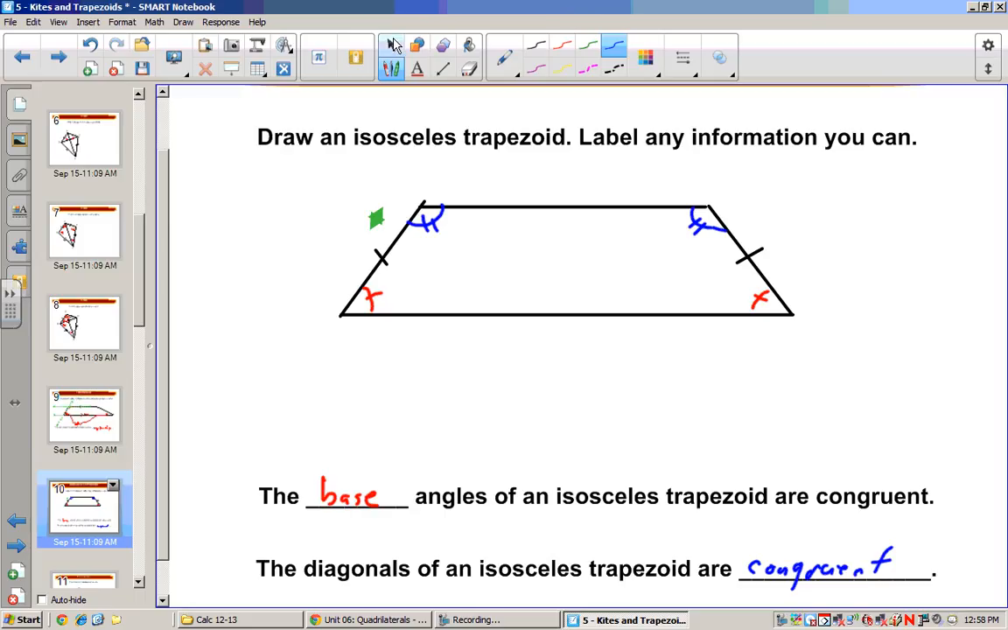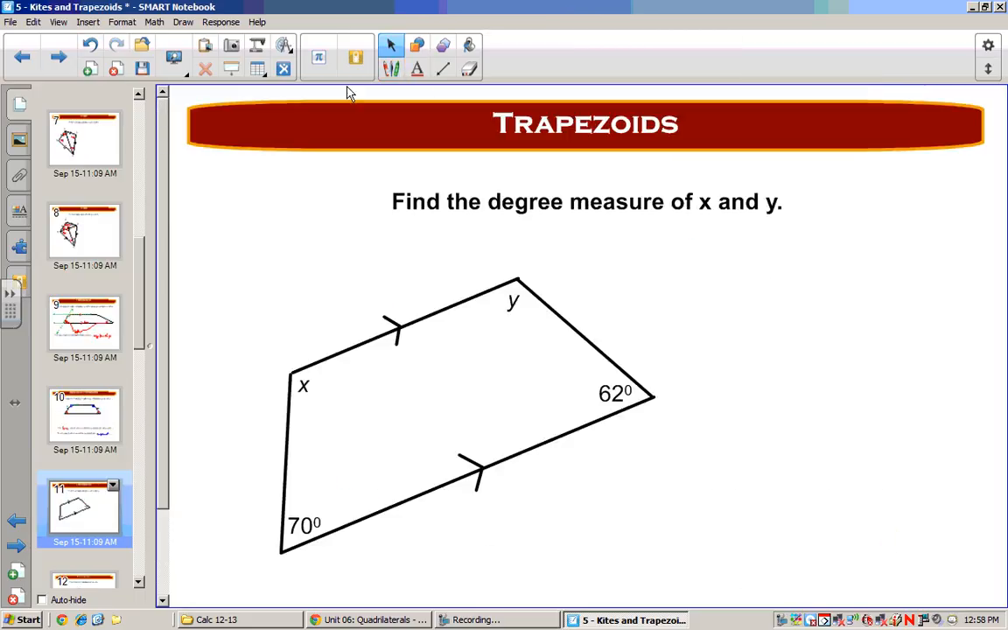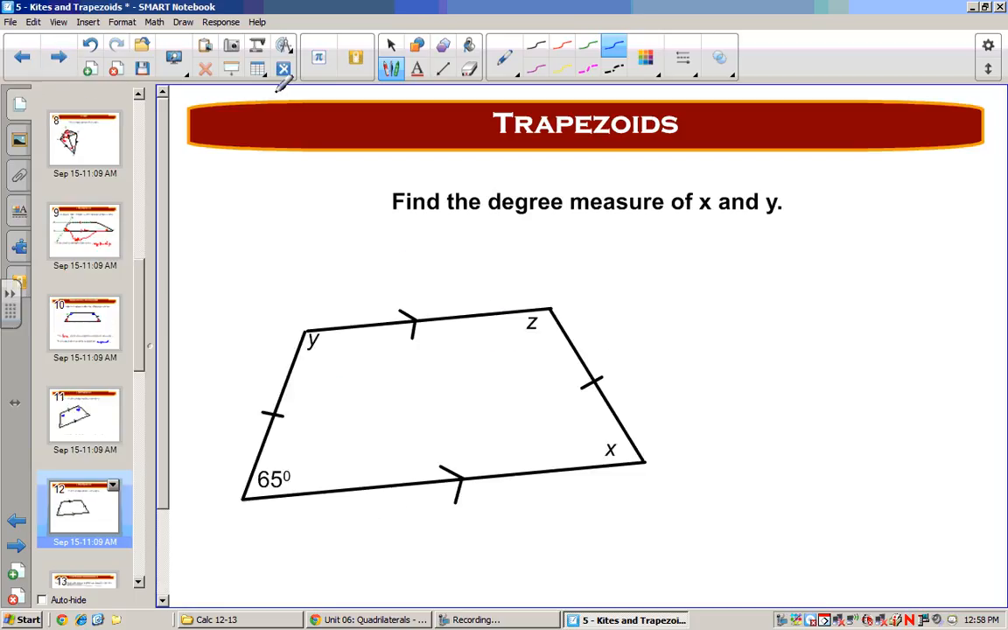Alright, now we'll keep moving with some problems. Find the degree measure of each of these angles. Since these two add up to 180, 180 minus that would be 118. 180 minus 70 is 110. In this situation, we have an isosceles trapezoid. So these two are each going to be 65. Subtract from 180, and this would be 115, and this would be 115.